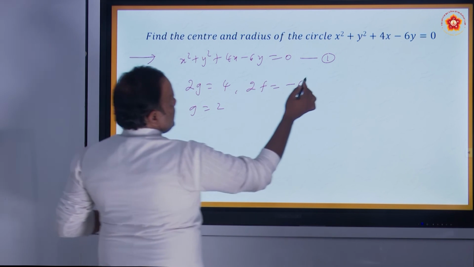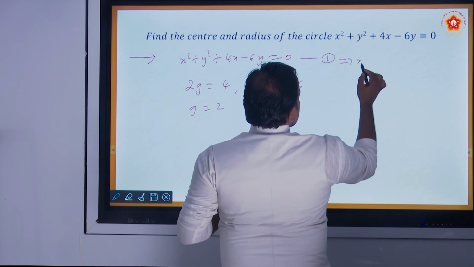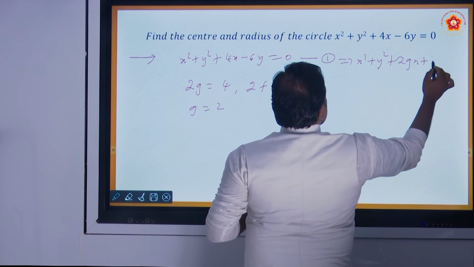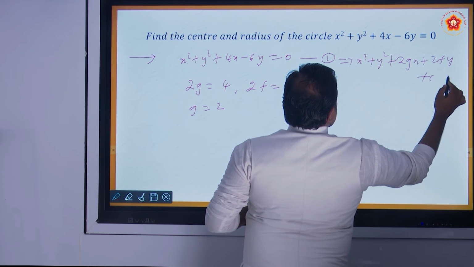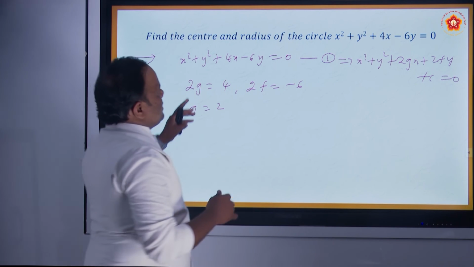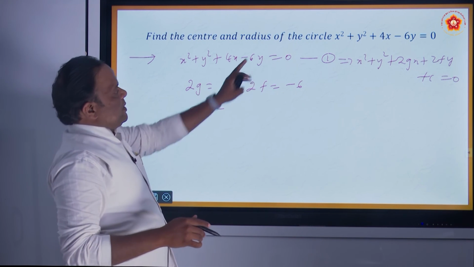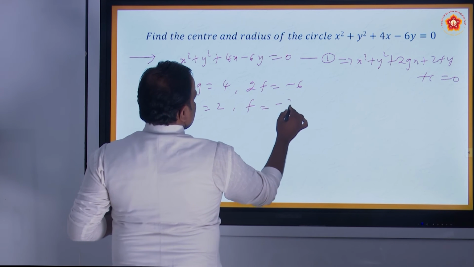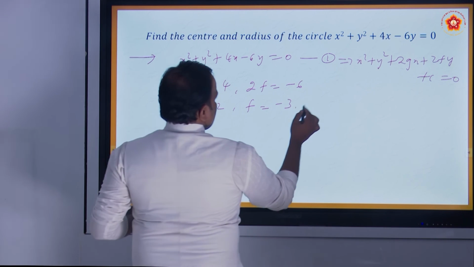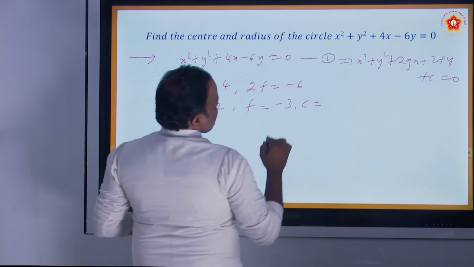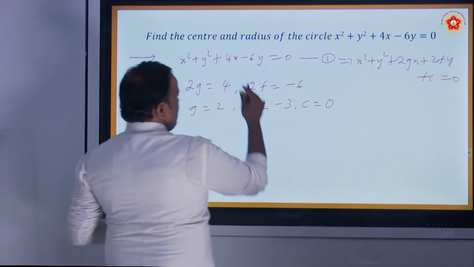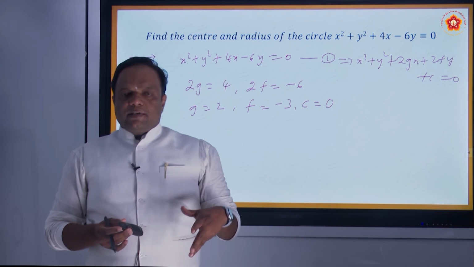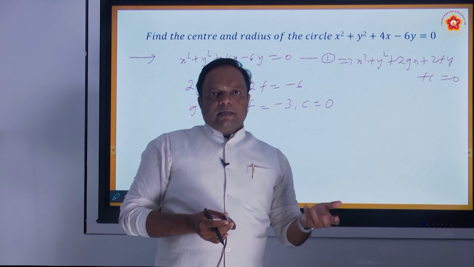Compare this equation with x square plus y square plus 2gx plus 2fy plus c equal to 0. Clearly 2g equal to 4 and 2f equal to minus 6. So f equal to minus 3. Now c equal to how much? c is not given here. Take c equal to 0. There is no constant term in this equation, so you can take c equal to 0.